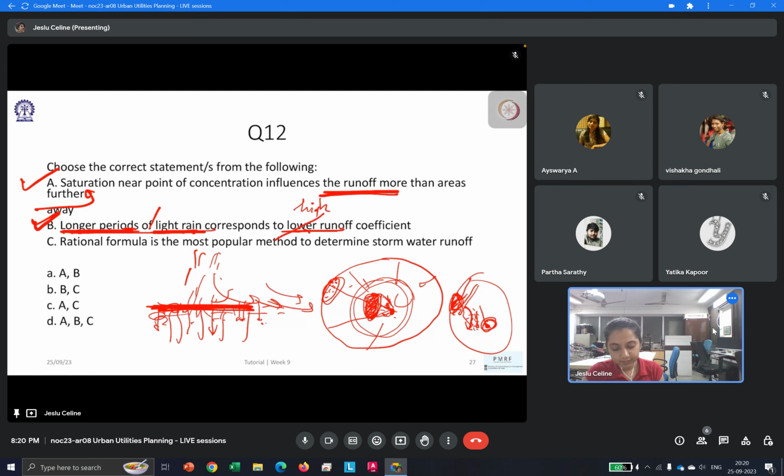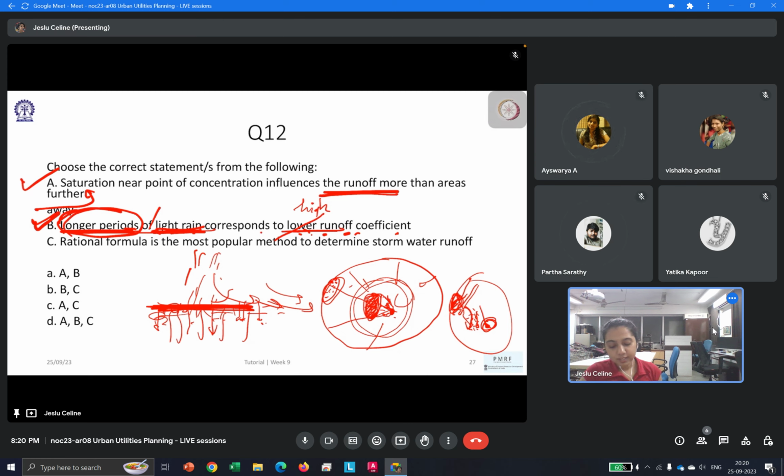So again, the catch here is it's longer periods. If it was just light rain corresponds to a low runoff coefficient, maybe you were right. But longer periods of light rain corresponds to higher runoff coefficient. And if it was heavy rain, then it would have been lower runoff coefficient. That also can be there. Okay? Yes, ma'am.